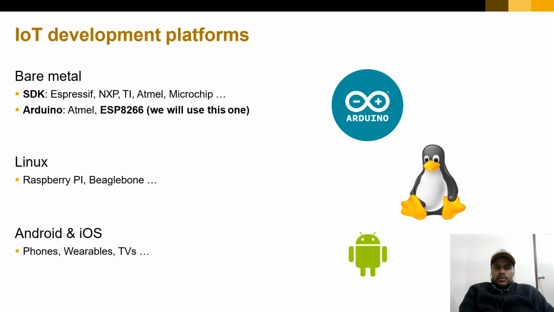So next comes how we can implement and develop these IoT devices on various platforms. What are the various platforms used and how can we implement them? The first one is bare metal, in which the first option is the SDK, from vendors like Espressif, NXP, TI, and Atmel Microchip. The second one is Arduino, and you must have known about this. It's very common nowadays.